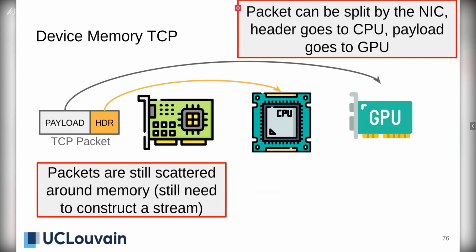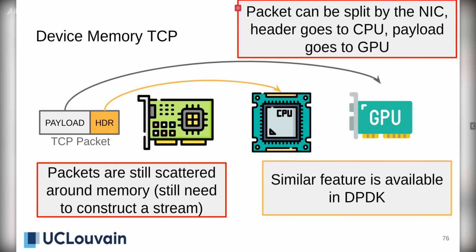With this approach, it's very nice because we remove the copy between CPU and GPU for the payload, but all the packets are still scattered across memory. So if you want to reconstruct your stream of data on the GPU, you still need to copy the data on the GPU itself. And those kinds of features are also available in other frameworks like DPDK. So it's not only in the Linux kernel.